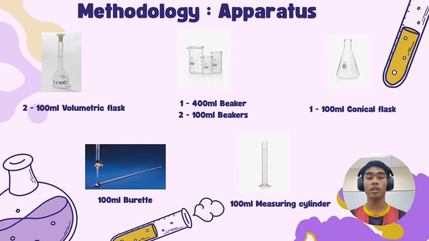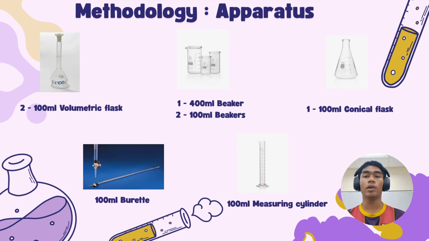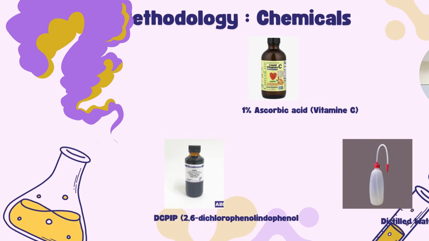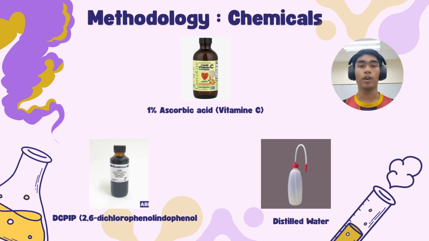Now, let's move on to the methodology. The first thing we need to know is the apparatus. We need two 100 ml volumetric flasks, one 400 ml beaker, two 100 ml beakers, one 100 ml conical flask, a 100 ml burette, and a 100 ml measuring cylinder. For the add-on apparatus, we need a 10 ml syringe, dropping pipette, spatula, funnel, and marker pen. For the chemicals, we need 1% ascorbic acid or vitamin C, DCPIP, and distilled water.